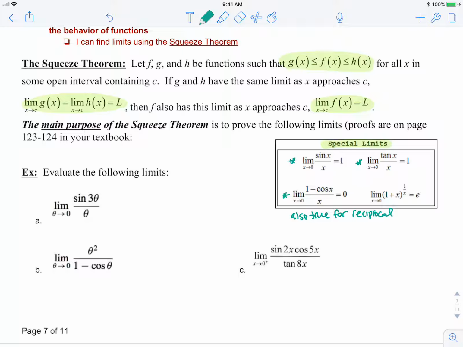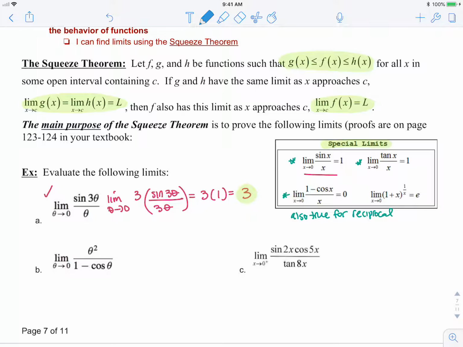So here we have the limit as theta approaches 0 of sine 3 theta over theta. Now this limit is looking a lot like this first special limit. I just have to manipulate it. I can say the limit as theta approaches 0, and if I multiply the numerator and the denominator by 3, now I have sine 3 theta over 3 theta, which is the same as sine x over x. So that's 1. So my overall limit is 3.